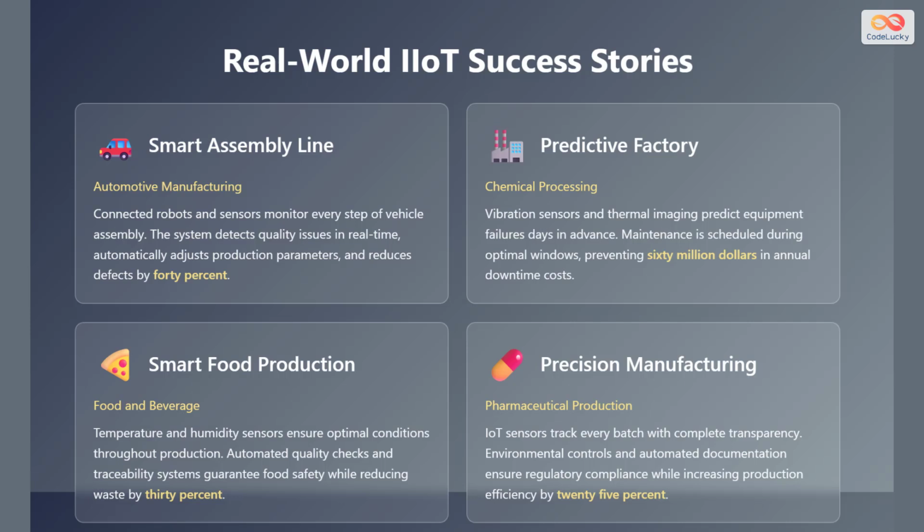In chemical processing, predictive factories use vibration sensors and thermal imaging to predict equipment failures days in advance. Maintenance is scheduled during optimal windows, preventing $60 million in annual downtime costs. In food and beverage production, smart systems use temperature and humidity sensors to ensure optimal conditions throughout production. Automated quality checks and traceability systems guarantee food safety while reducing waste by 30%.